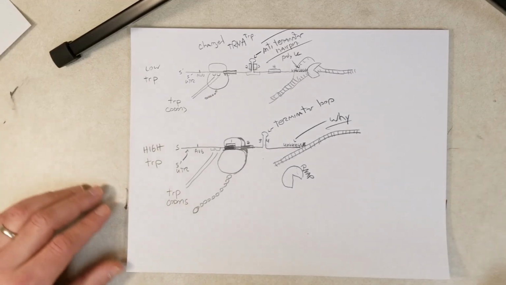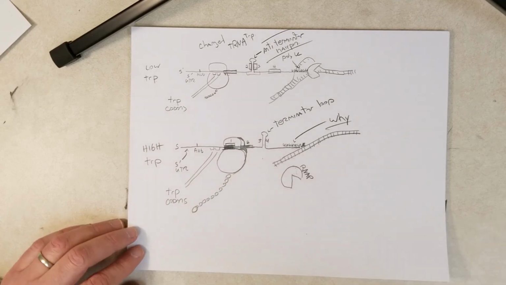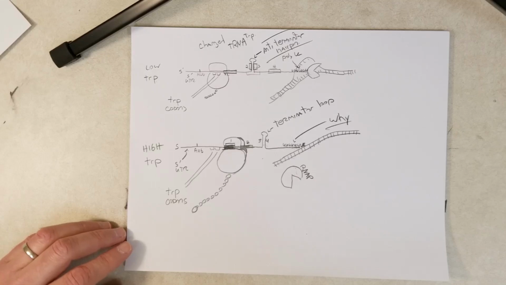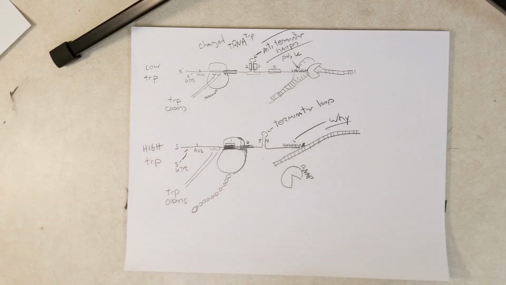So I hope that helps you understand how the trp attenuator works, and you have an overall understanding of how the trp operon works and why it's a repressible system and not an inducible system like the lac operon. And in the next videos, we are going to take a look at eukaryotic gene expression. Okay, see you in the next videos.